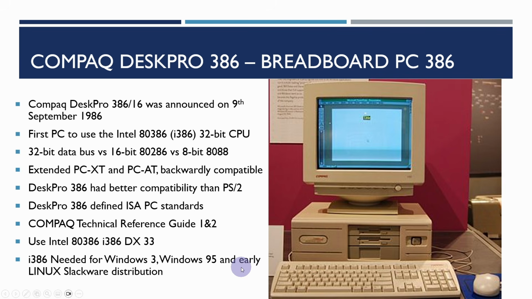And what I'm currently working on at the moment, the COMPAQ DeskPro 386 was announced on the 9th of September 1986, and it was the first PC to use the Intel 80-386, or became known as the i386, which is the first Intel 32-bit CPU. And this had a 32-bit data bus versus a 286 that had a 16-bit data bus and the 8-bit data bus for the 8088. It extended the PC-XT and the PC-AT and was backwards compatible with those.